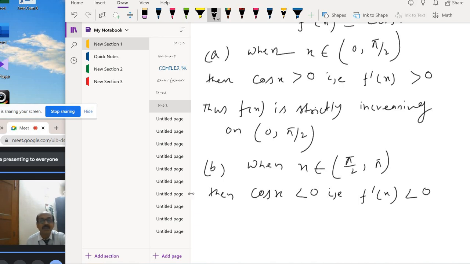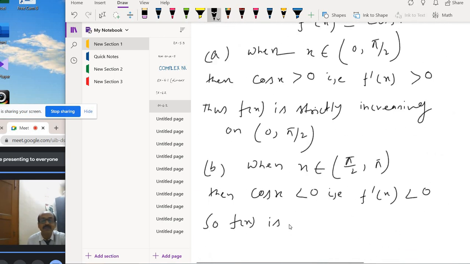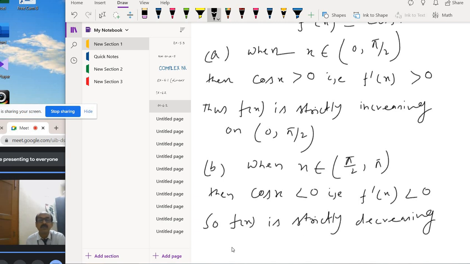First derivative less than 0. So f(x) is, see the question, strictly decreasing. Yes, it is strictly decreasing in the interval pi by 2 comma pi.